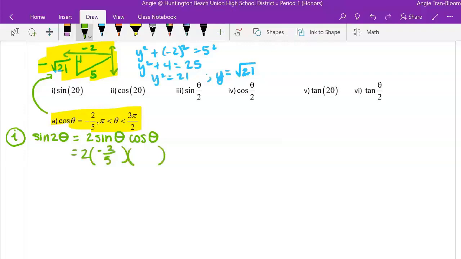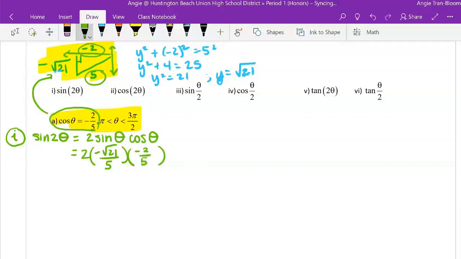Cosine of theta, oops, I did that completely wrong, didn't I? Sine is opposite, which is negative rad 21 over 5. Cosine of theta is given to us right here, which is negative 2/5, or you can even look at adjacent over hypotenuse, which is the same thing, negative 2 over 5. I'm sorry about the sign. Sine is opposite, so we are now correct at negative rad 21 over 5.